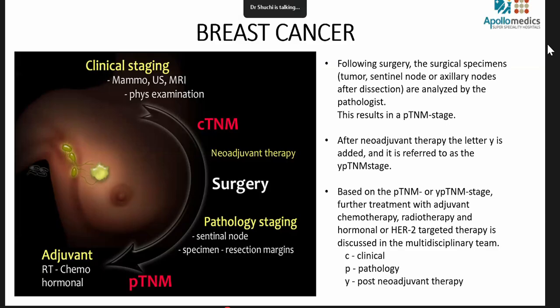So, breast cancer clinical staging: mammography, ultrasound, MRI, physical examination, cTNM, then neoadjuvant therapy, followed by surgery, pathological staging. After surgery, we get pTNM. Following surgery, the surgical specimen, that is tumor, sentinel nodes, axillary lymph nodes, are analyzed by pathologists, which gives us a pathological staging. After neoadjuvant therapy, the letter y is added to it. Based on these stagings, further treatment with adjuvant chemotherapy, radiotherapy, or hormonal therapy can be decided.